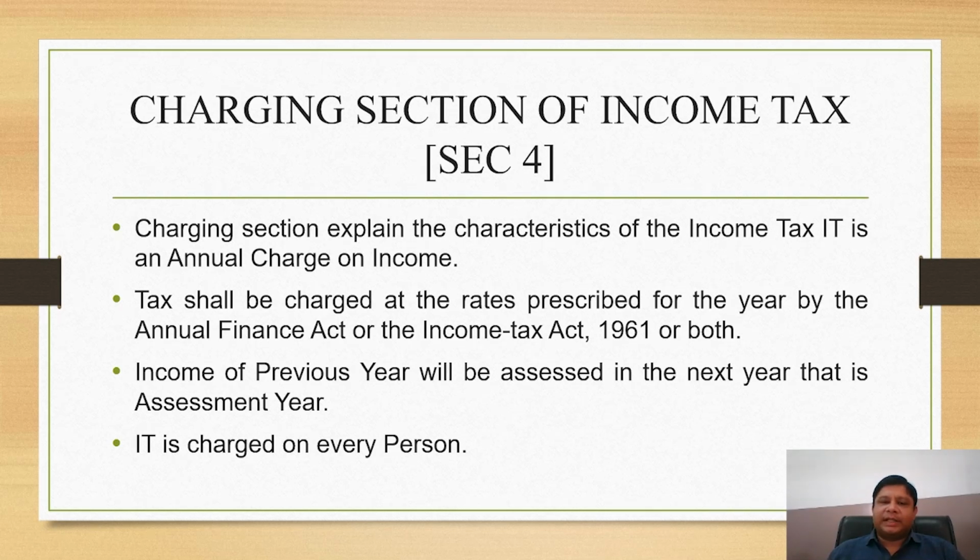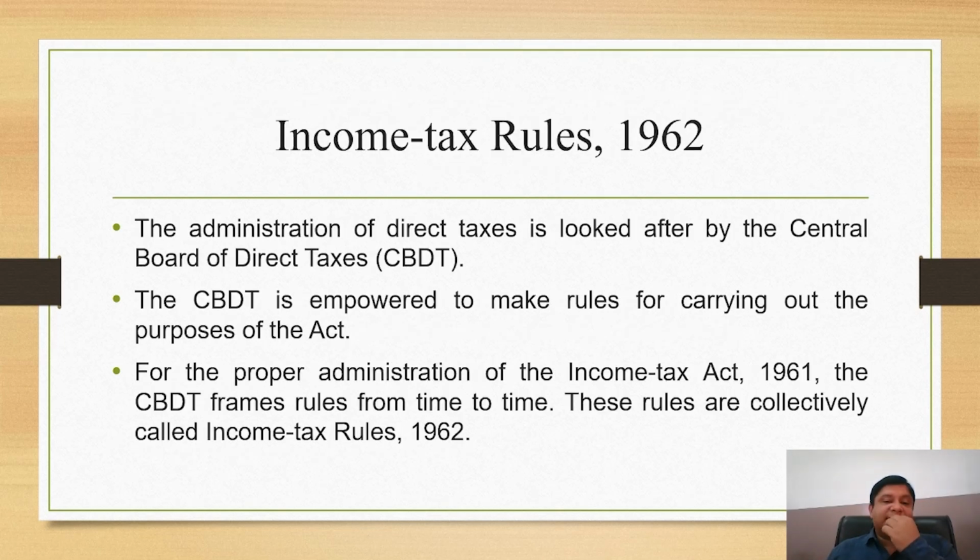Moving further, if we talk about the charging section of income tax, it comes under section 4. The charging section explains the characteristics of income tax as an annual charge on income, meaning income tax is charged on the annual income of a person. Tax shall be charged at the rates prescribed for the year by the Annual Finance Act or the Income Tax Act 1961 or both. Income of the previous year will be assessed in the next year, that is the assessment year. It is charged on every person, meaning it is applicable on every person.